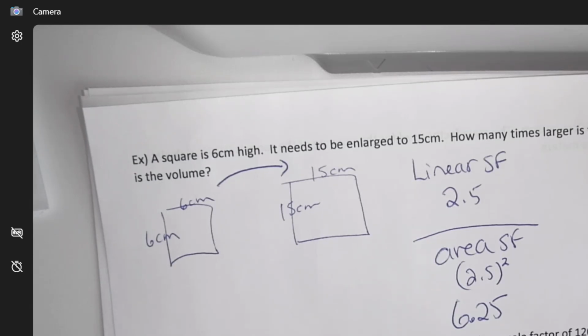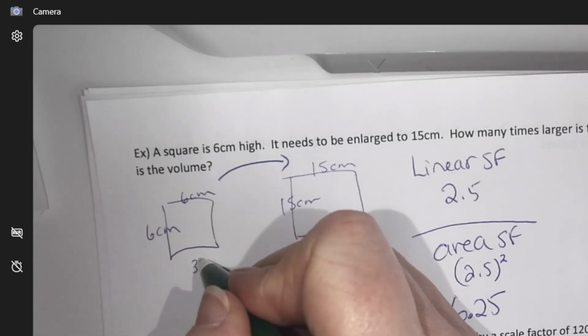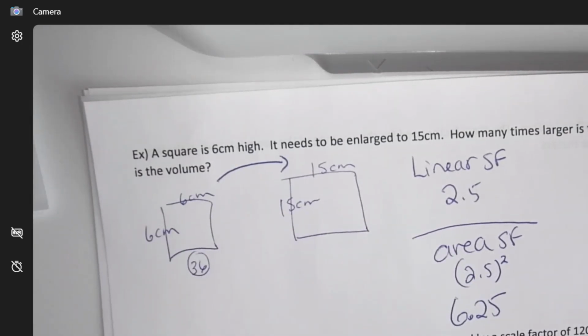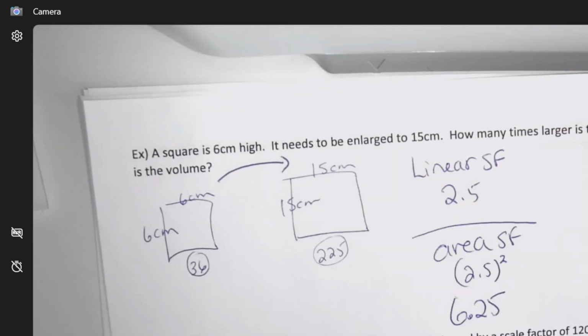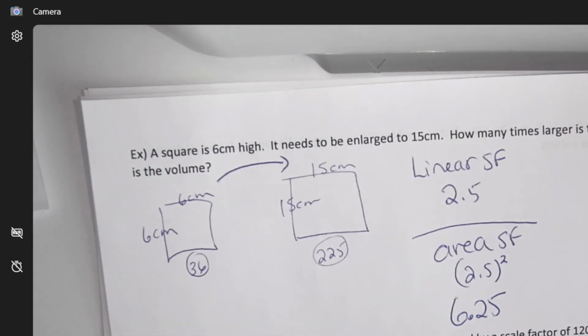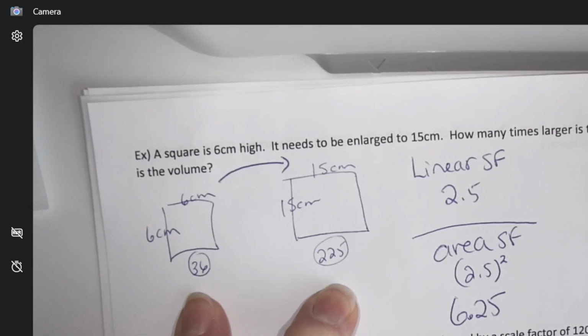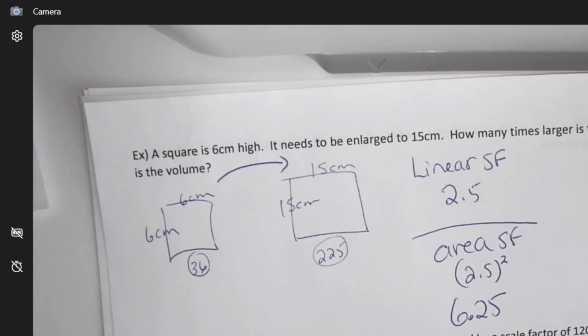Do you want to test our theory? Should we try it? I'm going to try this. So the area of this was 36. The area of this is 225. If you divide that, does it give us 6.25? Yep, it does.